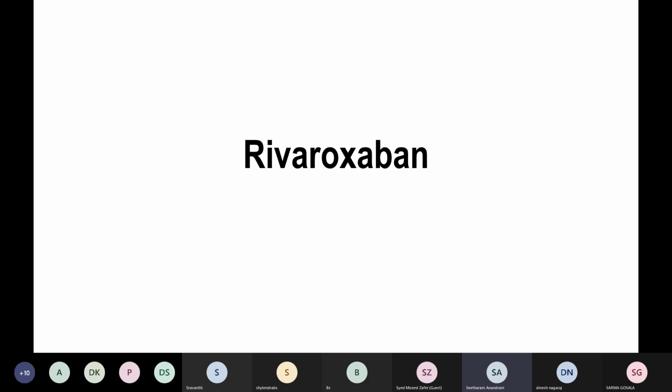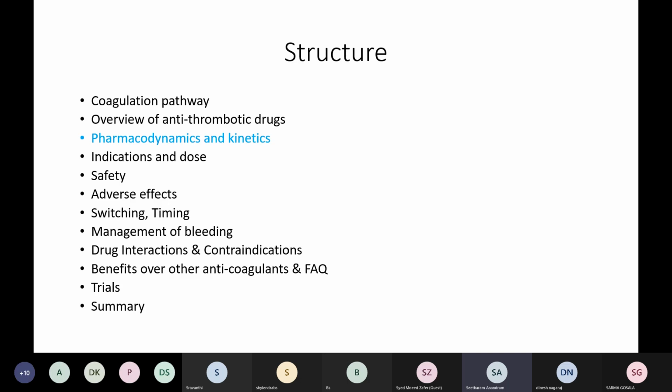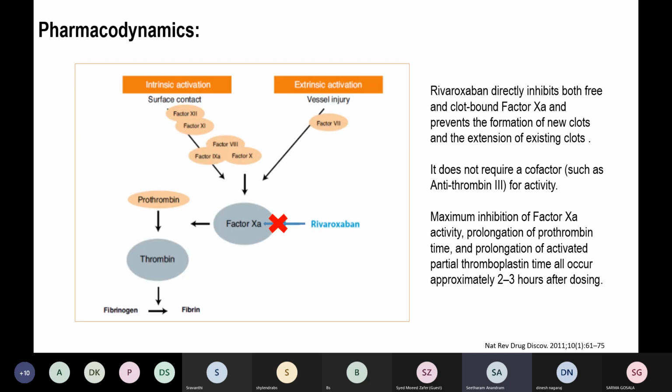Now coming to the drug of today's discussion, rivaroxaban. I'm just going to talk about its pharmacology. We all know that it acts at the factor 10A level, and the onset of action is quite quick. It acts within 2 to 3 hours of starting the drug.